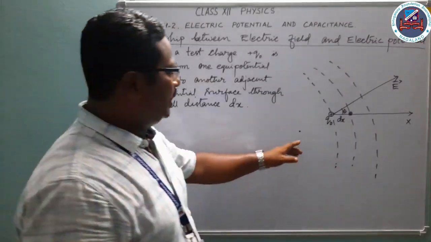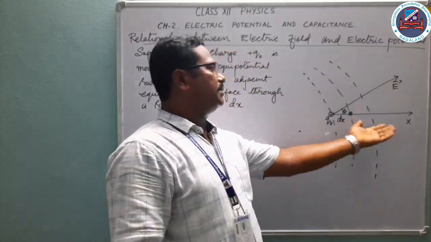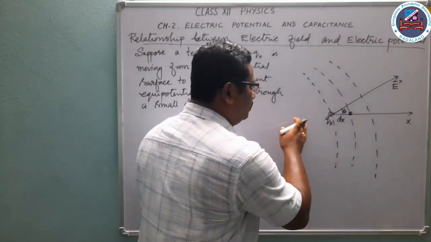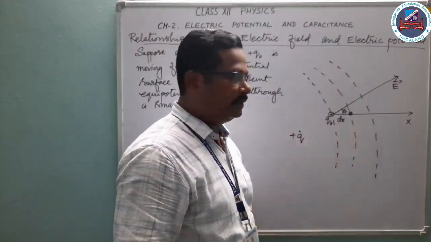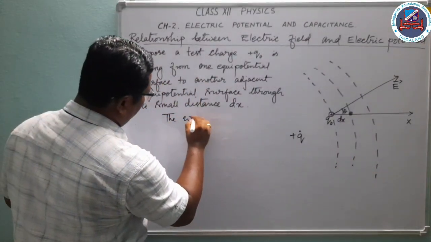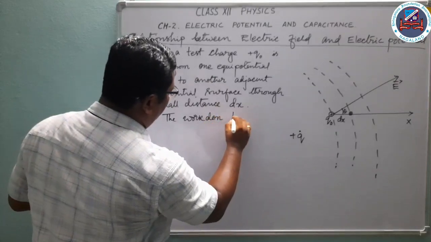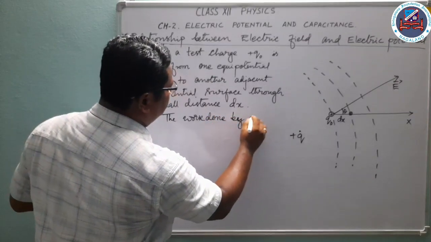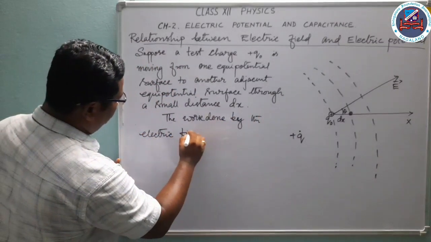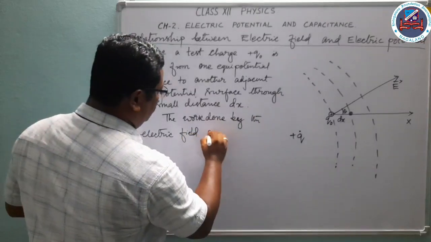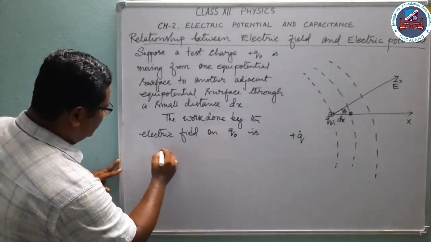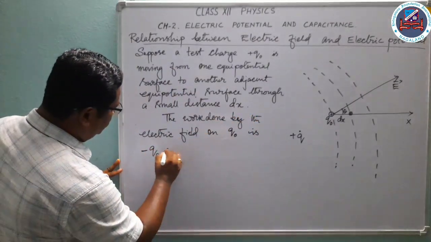Now this work is not done by an external force, but due to the presence of the source charge, which will be pushing. So negative work is done. So the work done by the electric field on the test charge you can write as minus Q naught dV.